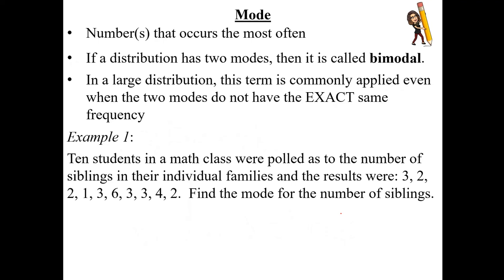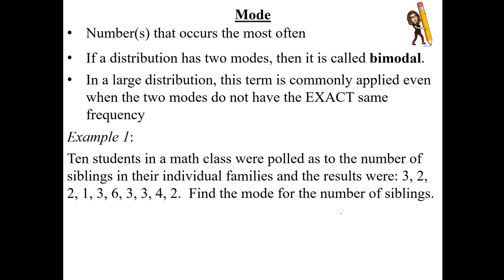And lastly today is the mode. The number or the numbers, sometimes you can have more than one mode, that occur the most often. So if you have a distribution or a data set that has 2 modes, then we call that bimodal. We talked about that in Unit 2 when we talked about different shapes of distributions. And then sometimes in a large distribution, bimodal can be applied to 2 modes that are not exactly the same frequency, but if they're really close. So if 2 particular categories stand out of the rest of the distribution, we can still call that bimodal.